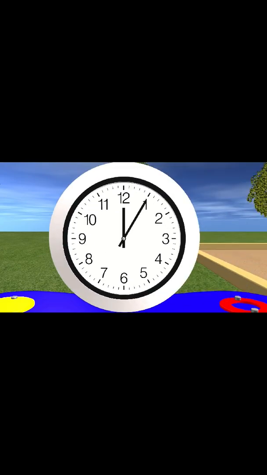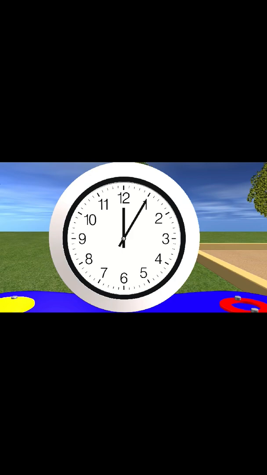This clock has a big hand and a small hand. We already know the small hand tells us the hour, but do you know what this hand does? This long hand is the minute hand. The minute hand tells us how much time has passed after the hour. When telling time, we always look at the hour hand first. On this clock, the hour hand is pointing to the 12, and the minute hand is pointing to the 1.